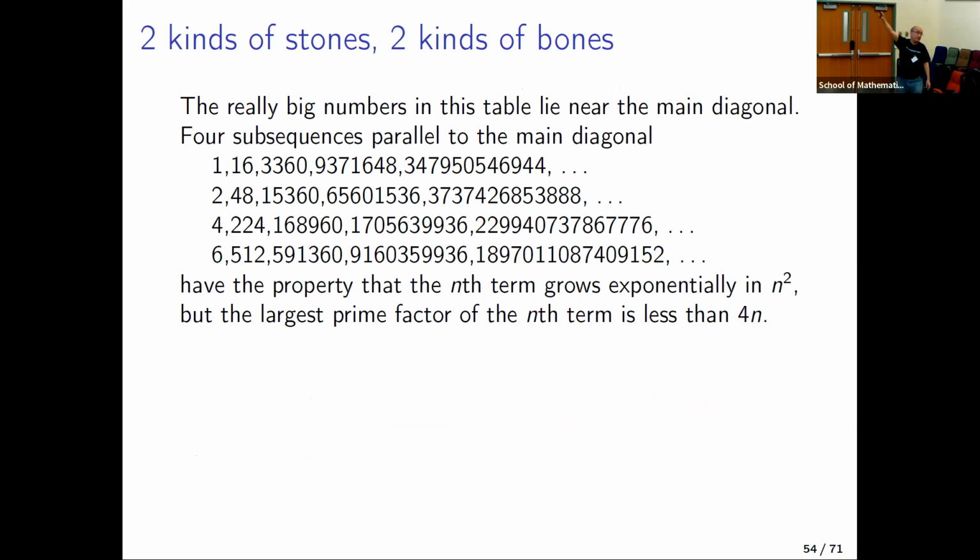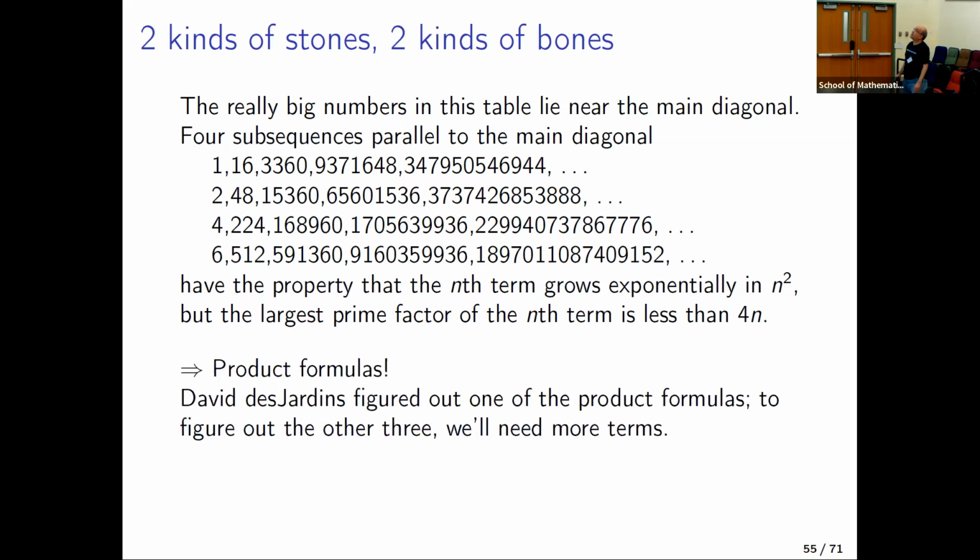Here are some examples of 4 diagonals from inside near the main diagonal. I don't have an exact formula for most of them, but for one of them I do have a conjectural exact formula, and all of them have the same signal indicating that there should be a nice product formula. Namely, even though they grow exponentially in n squared, the largest prime factor of the nth term grows only linearly with n. In this case, it is bounded by 4n.